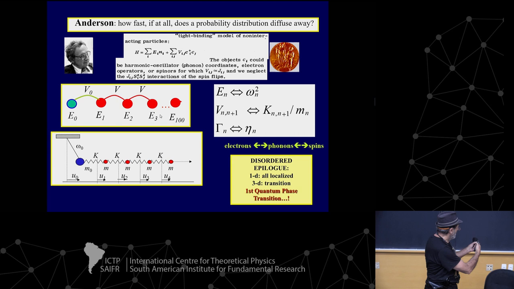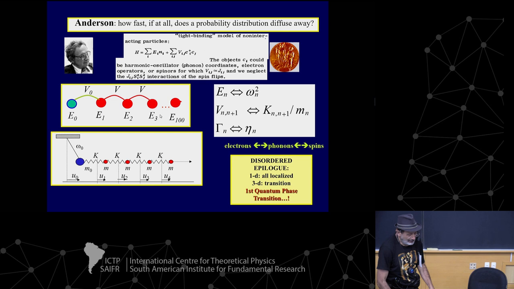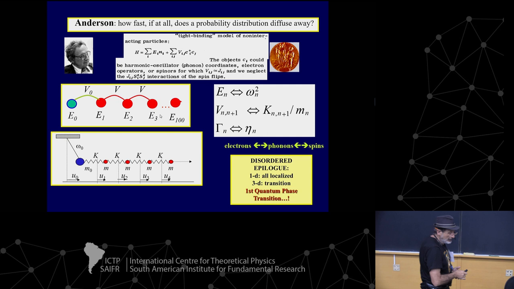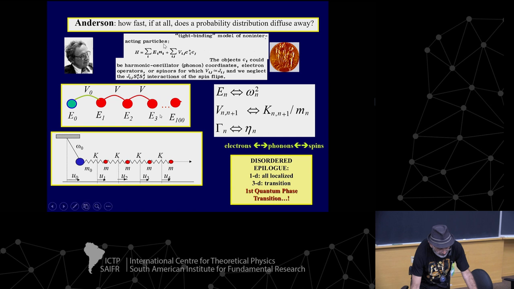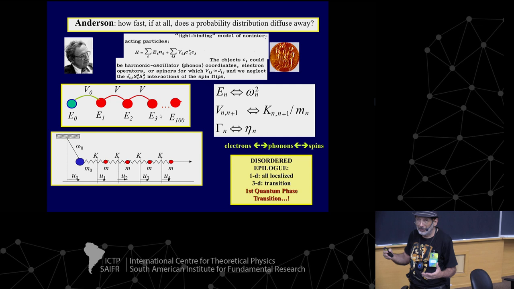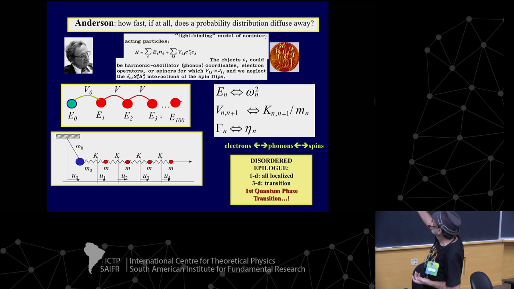So one thing that I learned very, very early, and I learned it from P.W. Anderson, is that really you can jump from one system to the other. Remember this pioneering paper of Anderson on Anderson localization, in 1958. He considered a tight-binding model for non-interacting particles, which were fermions. But he said explicitly that the objects could be either harmonic oscillators, coordinates, electron operators, or spinors. All these things essentially contain very similar physics. Now that's just textual from P.W. Anderson. And that's essentially what I'm going to address in this situation.